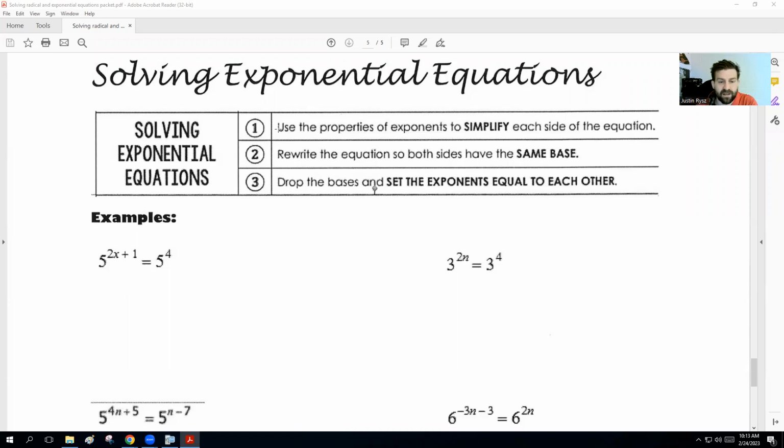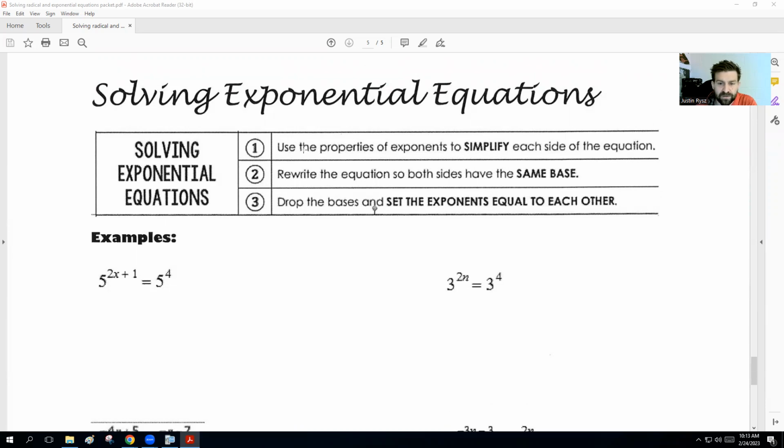So when it comes to solving exponential equations, the first thing we want to do is use the properties of exponents to simplify each side of the equations. That way we have one base equal to another base. Then we want to rewrite the equations so both sides have the same base. We might have to clean it up after we convert the bases, but we'll do what we need to do. Once we have a single base on both sides and they are the same, we drop the bases. They basically cancel each other out, and we just solve for the exponents.